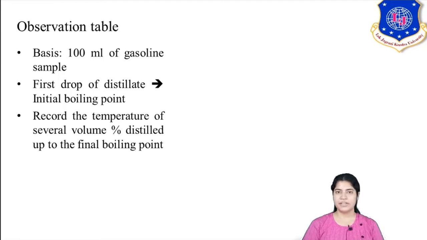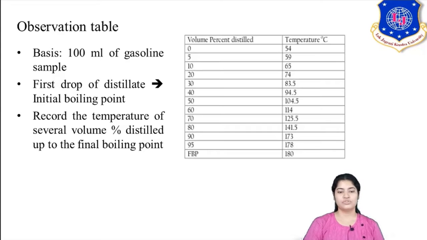Okay, I am taking my data for every 5 ml of distillate. So at every 5% volume distillate, I am taking the measurement of temperature. So how will I get my data? You can see 0 to 95%. See, volume percent distillate: 0%, 5%, 10%. Corresponding to that, I am taking the notations of temperature.